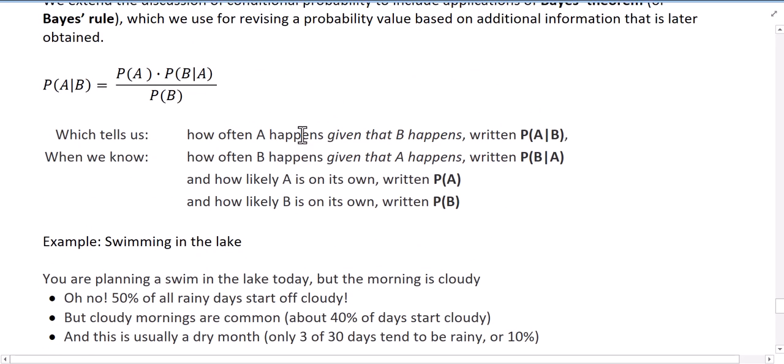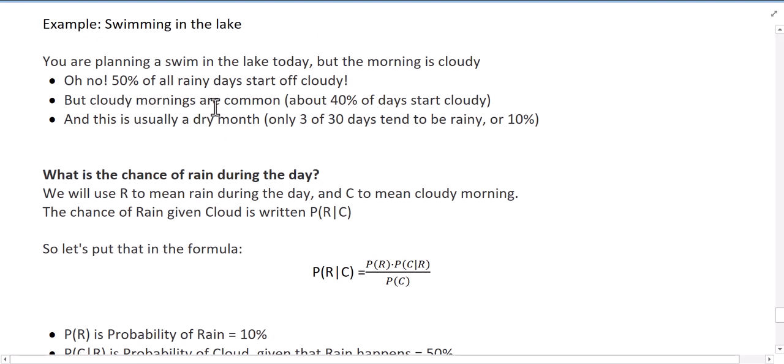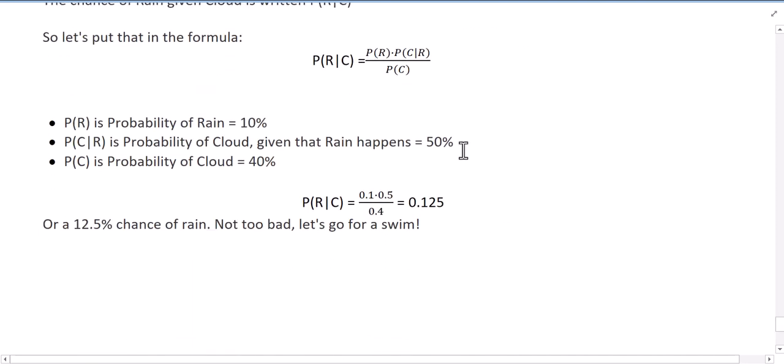Taking the probability of A given B, for our purposes, it's going to be the probability of rain given that it was cloudy. So the probability of rain given that it's cloudy is going to be our probability of rain on its own times the probability that it's cloudy given that it rains. This is a probability that we will know. Which one is that? This one: 50% of all rainy days start off cloudy. And then the probability of just being cloudy.